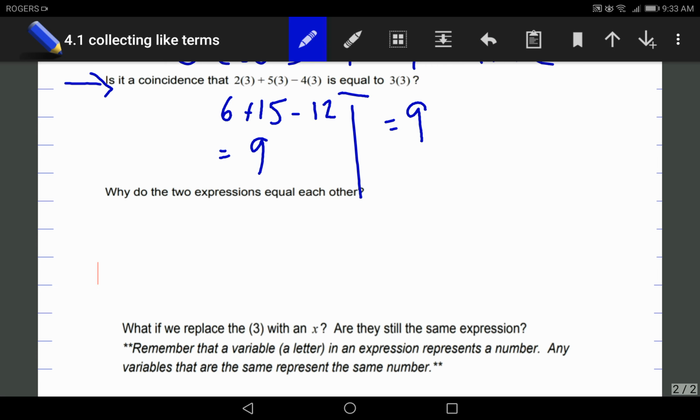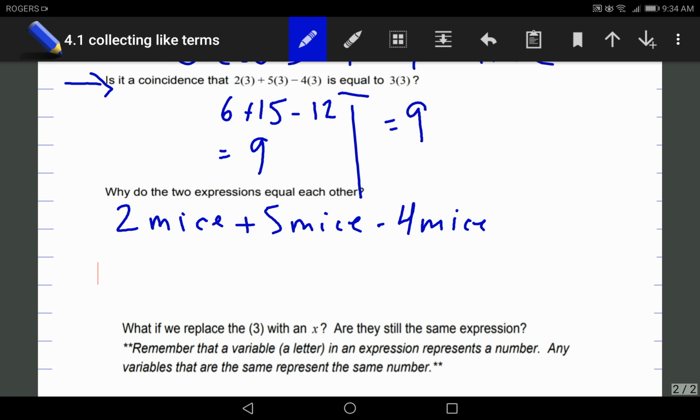So instead of saying cats and mice here, what this expression is saying is, let's say there are 2 mice plus 5 mice minus 4 mice. So instead of the number 3, I'm using what I showed earlier in the picture, these mice here, to represent the number 3.